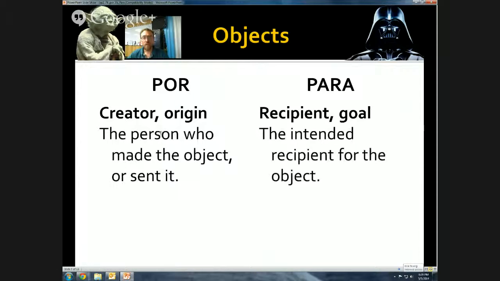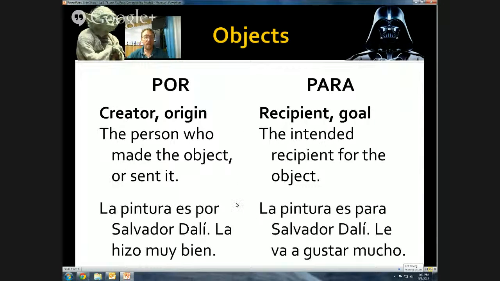Objects. Creator, origin, the person who made the object, the person who sent the object, versus who's getting the object. So we might say, la pintura es por Salvador Dalí. By the way, favorite artist. Salvador Dalí. La hizo muy bien. Versus, la pintura es para Salvador Dalí. Le va a gustar mucho. So on the por side, Salvador Dalí made the painting. On the other side, he is receiving the painting. So a very different point of view.